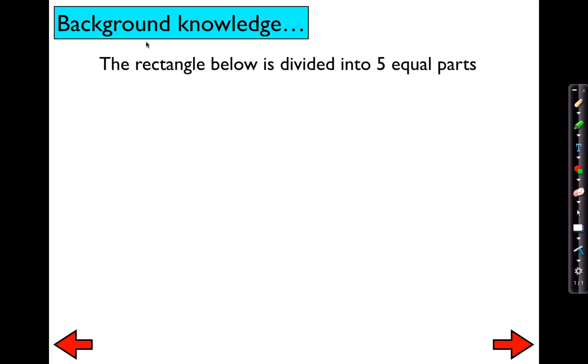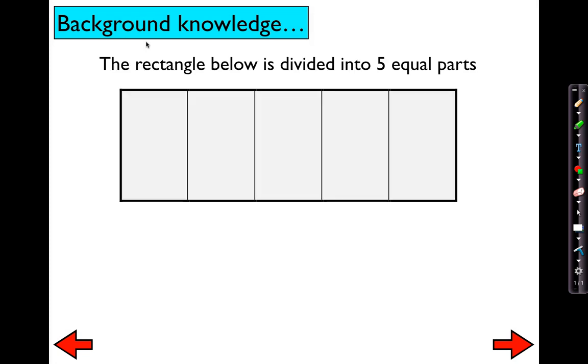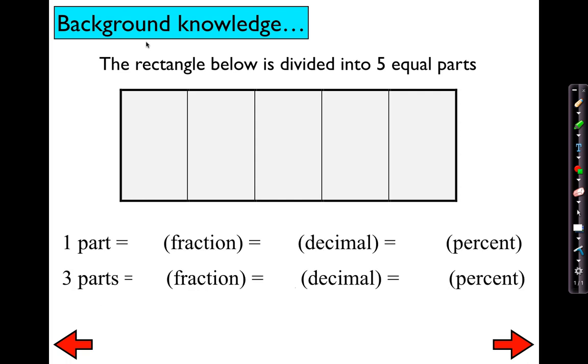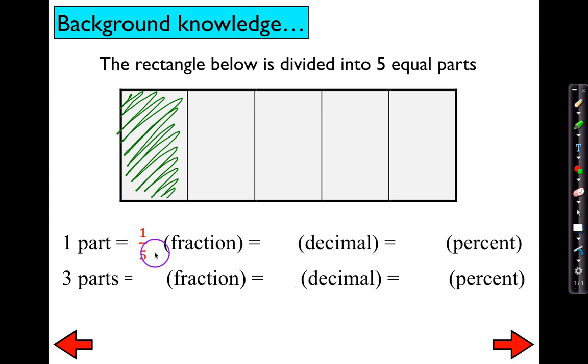First, let's go over some background knowledge. Looking at this rectangle below, it's divided into 5 equal parts. It's going to ask us, what would one part be expressed as a fraction, a decimal, and percent? Let's assume we fill in one part of the 5 rectangles. I would consider that 1 out of 5 as a fraction. Now as a decimal, I would divide 1 divided by 5, which would give me 2/10. And as a percent, that would turn into 20%.